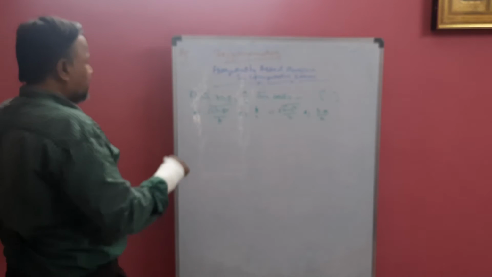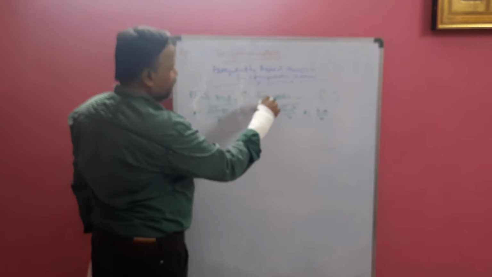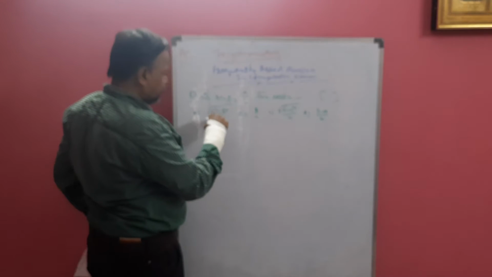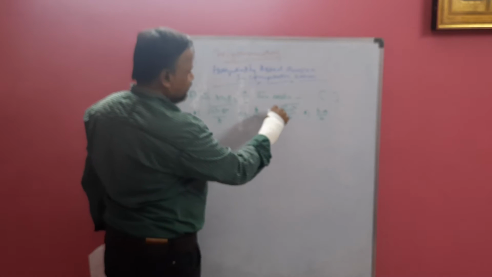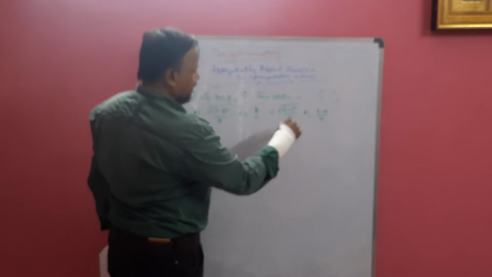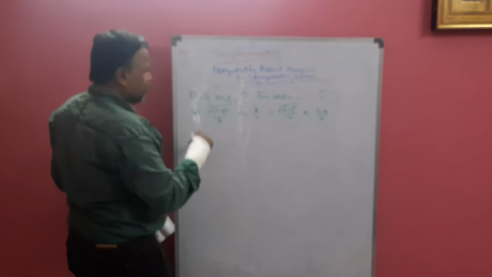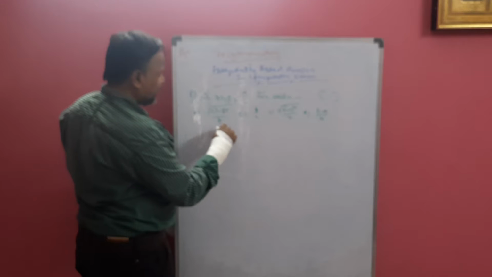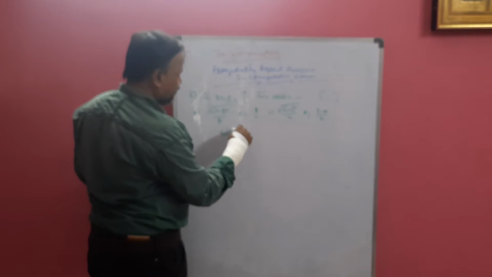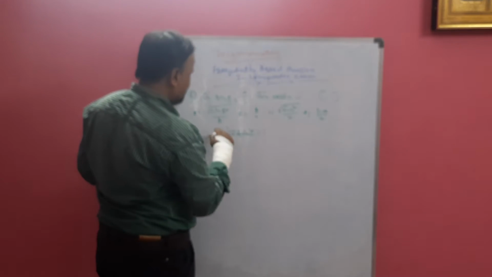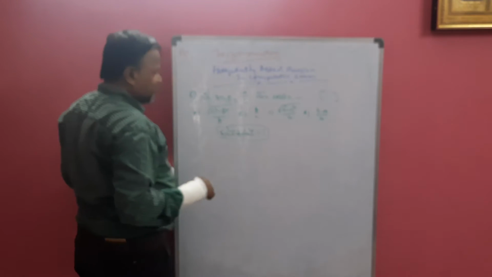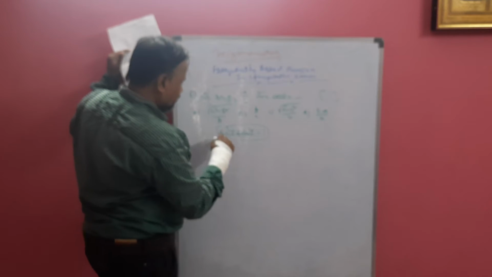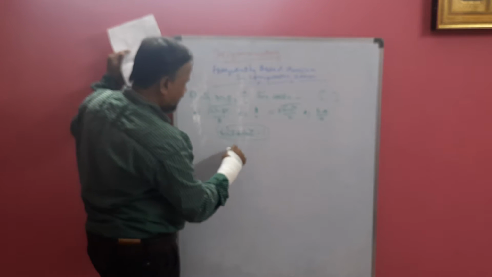Now fifth one. If sin theta is a by b, then cos theta equals dash. A: root over a square minus b square by b; B: b by a; C: root over b square minus a square by b; and D: b minus a by b. Now see that sin and cos are there. We have only one identity, that is sin square theta plus cos square theta equals 1. The square identity is there. If this is there, we need to find cos in terms of sin.